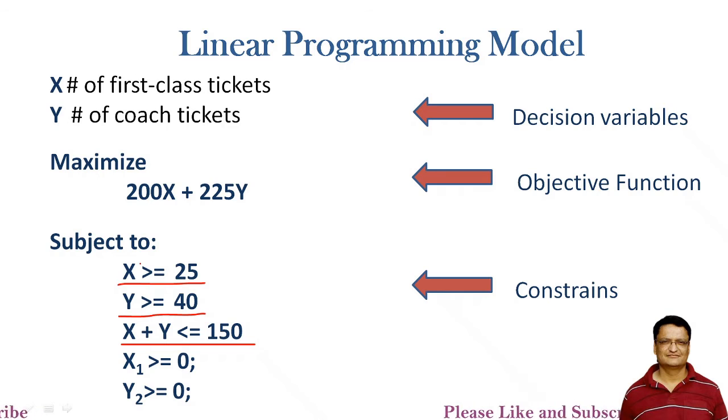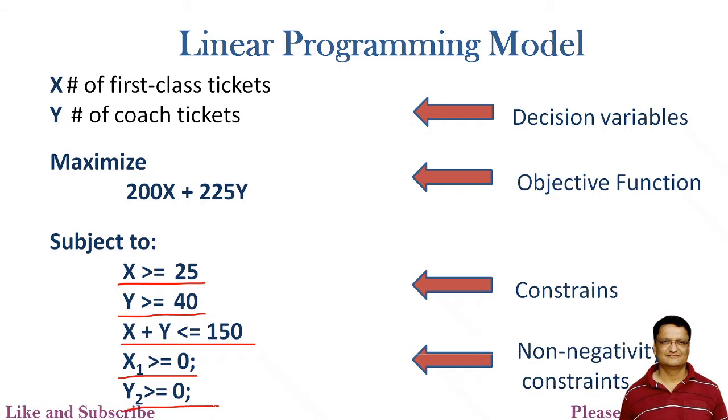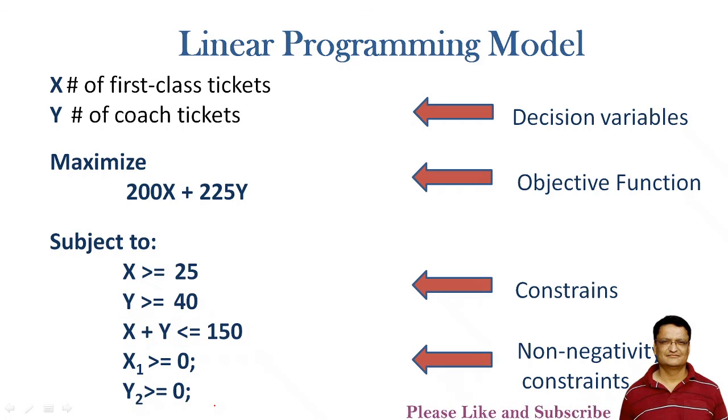Also, the quantities X and Y cannot have a negative value as these are physical things. So X should be greater than or equal to 0 and Y should be greater than or equal to 0, and we call it a non-negativity constraint. Now we are ready with the linear programming model and we need to put this model into the Lingo software to get the optimum solution. Now we will move to Lingo.